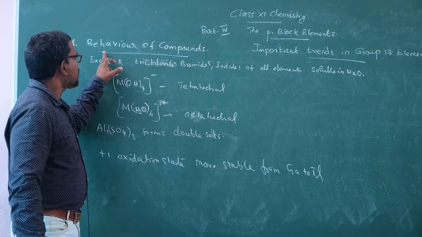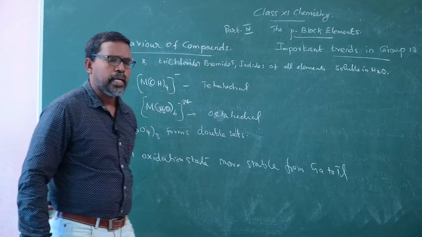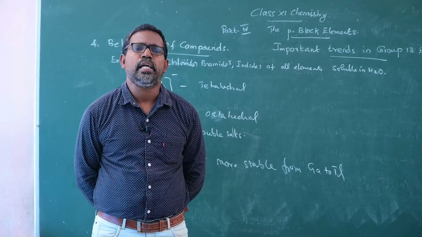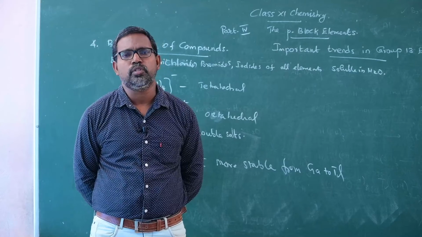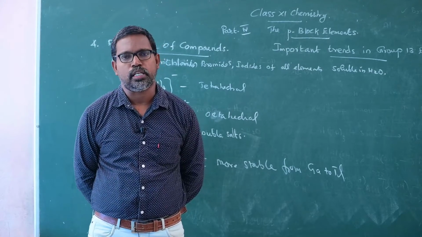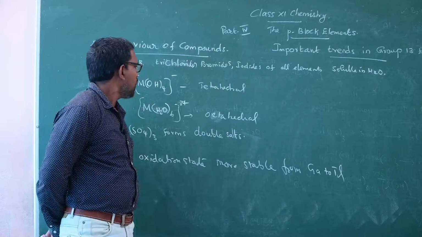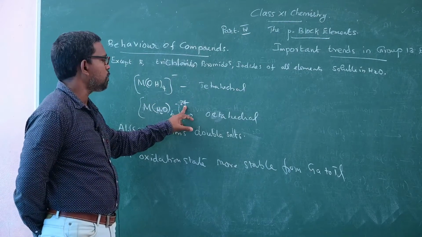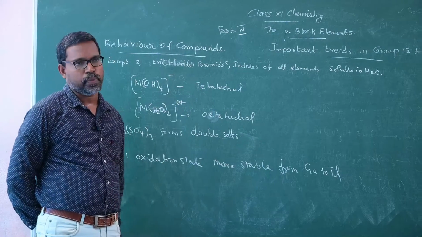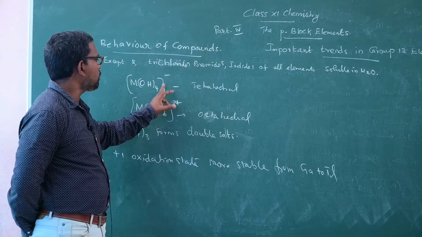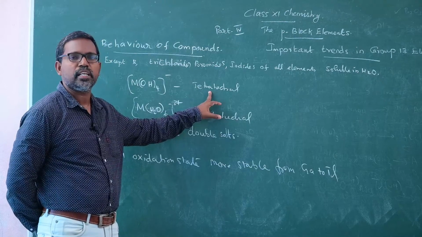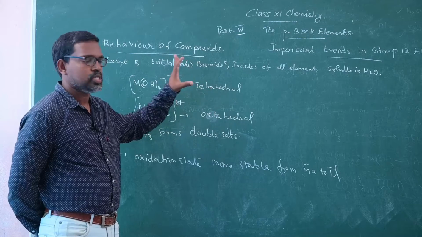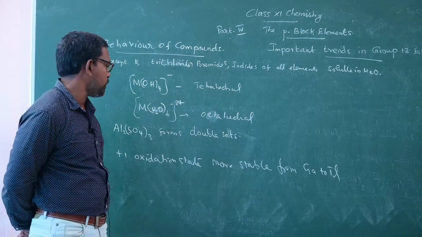The last property is the behavior of compounds in water. Except for boron, the trichlorides, tribromides, triiodides and fluorides are hydrolyzed with water. They exist as [M(OH)4]- and [M(H2O)6]3+ in the aqueous medium. The [M(OH)4]- is tetrahedral in geometry, while the [M(H2O)6]3+ is octahedral in geometry. They exist as such species in aqueous medium.